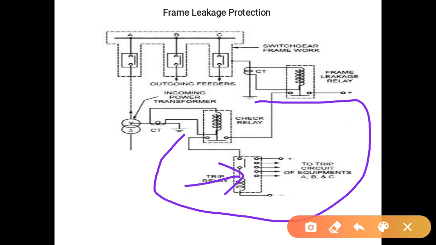Such a type of protection will provide protection only for an in-zone fault. That means whenever the fault is occurring between the two CTs, only then will it provide protection for this system. If the fault is outside the zone, then only the check relay, which is connected in the neutral CT of the transformer, will energize and the frame leakage relay will not energize. So the multi-contact relay will not close and trip all the circuit breakers, because it is an external fault for such a system. So by this means, frame leakage protection is used for bus bar protection.